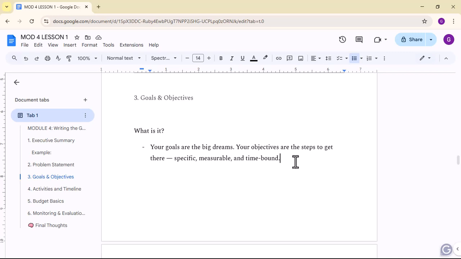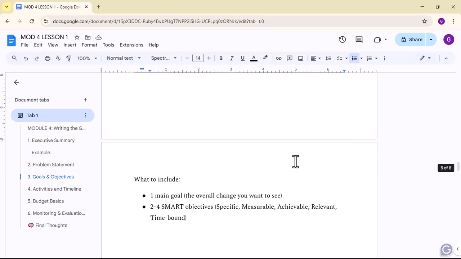Remember, we are saying that the goal is your big dream. We've covered this. Please, if you have not seen module 3 of this course, I implore you to go back to module 3 to cover all of these aspects so that we can be on the same page. So, what to include in your objective?